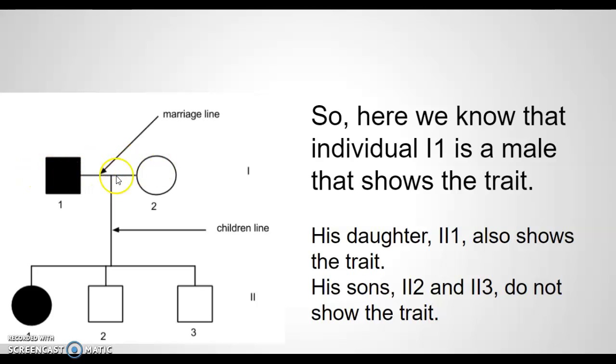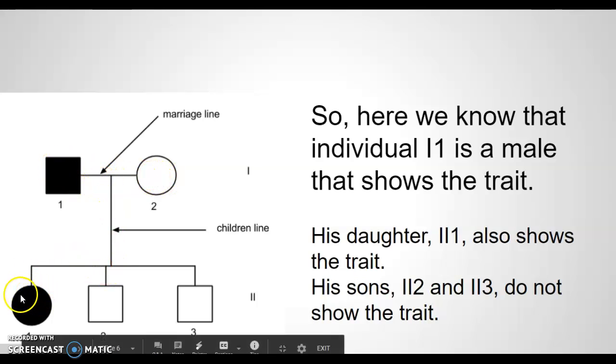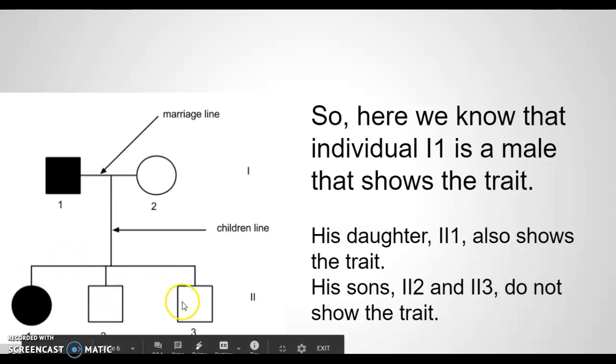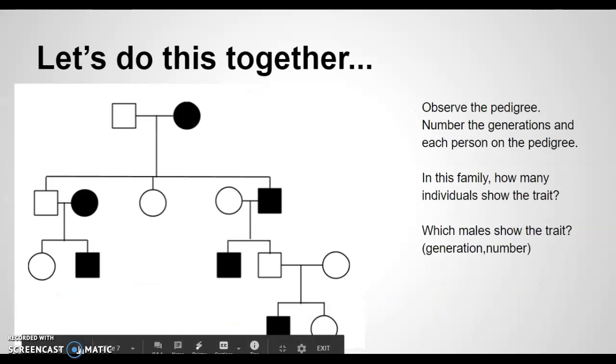Looking at the line, this is the couple that reproduced, and these are their children. This female daughter, circle, and the oldest child, because it's furthest on the left, also has the trait. The two younger sons, or younger brothers, do not have the trait because they're not shaded. So again, we know he has it. We know she has it. They don't.